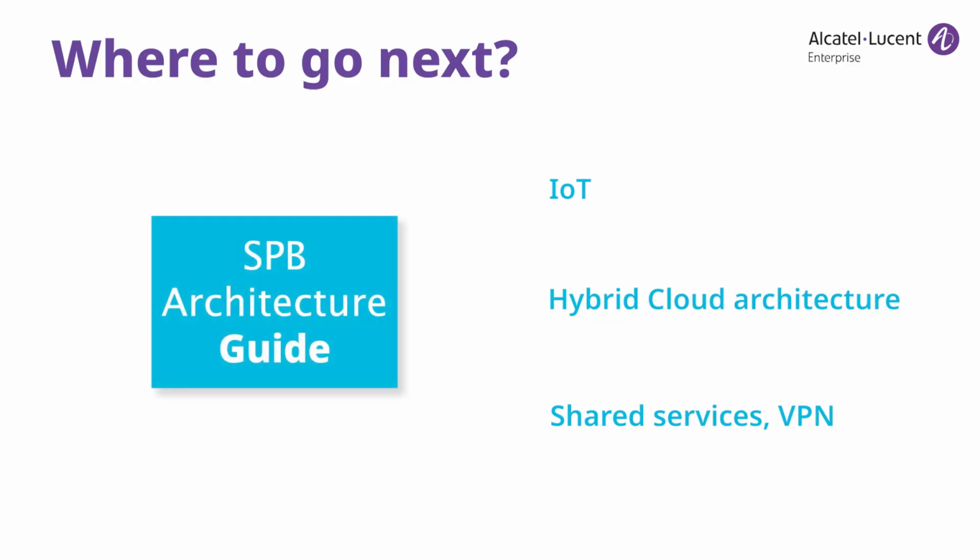A good place to go next is our SPB architecture guide, which you will find here on Spacewalkers. It will provide you with some additional details and examples, for instance, related to IoT, related to hybrid cloud architectures and shared services, VPNs, etc. On this last topic, by the way, we have a Spacewalkers live session in which I explain how to build a shared services architecture to interconnect your on-prem SPB VPNs with your AWS VPCs.